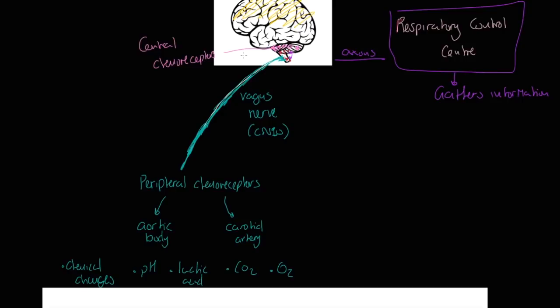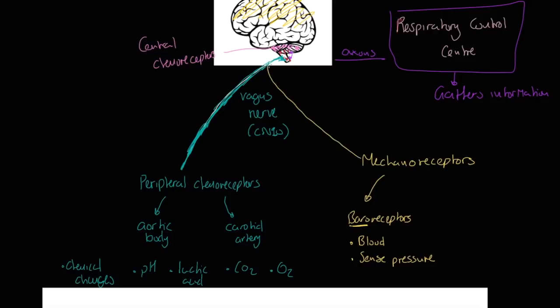Now, we've also got other information. We have, broadly speaking, what we would call mechanoreceptors. And these mechanoreceptors are made up really of two types. So the first type is what we call baroreceptors. Okay, so this is really a key term for us. So baroreceptors, they measure pressure changes, and they particularly measure pressure changes in the blood. And what we find with these mechanoreceptors is they also communicate in the same way with the respiratory control center.